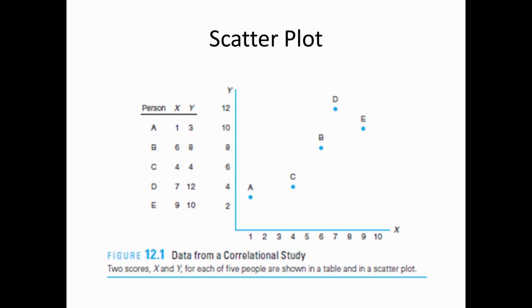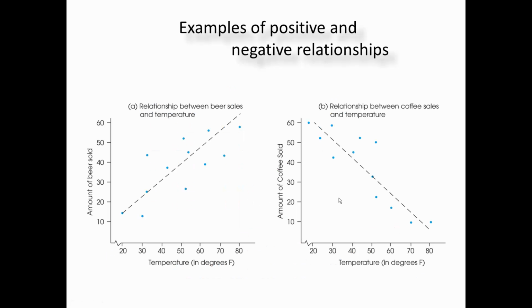The correlation between two variables is usually shown in a graph called the scatter plot. A scatter plot shows the location of each individual on each of the two variables. So here we have a variable x and variable y, and these dots show the location of, like, participant A on the first variable and on the second variable. So these scatter plots help us to detect the correlation between two variables.